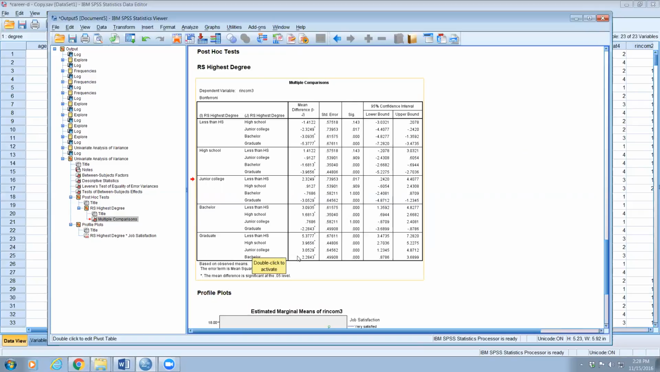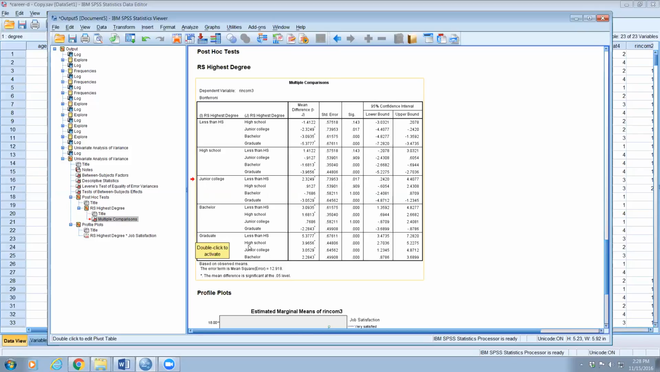So bachelors, although graduates are earning more than the bachelors, but the difference is not as significant as it used to be between graduate and less than high school certificate holder employees. But graduate, so it's significant across all the other 4 degree holder groups here.